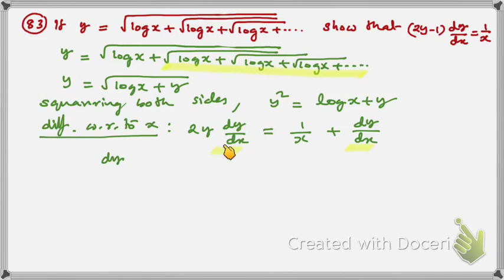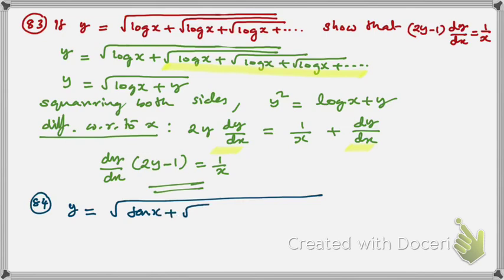Now there are two dy by dx terms, so I am going to group them on the left side. So I get dy by dx into 2y minus 1, because it is minus dy by dx on the left side. So dy by dx is common. So dy by dx into 2y minus 1 is equal to 1 by x. And that's exactly what we are asked to prove. They did not ask you to find out dy by dx. If the question was to find dy by dx, I would have shifted 2y minus 1 also to the other side.